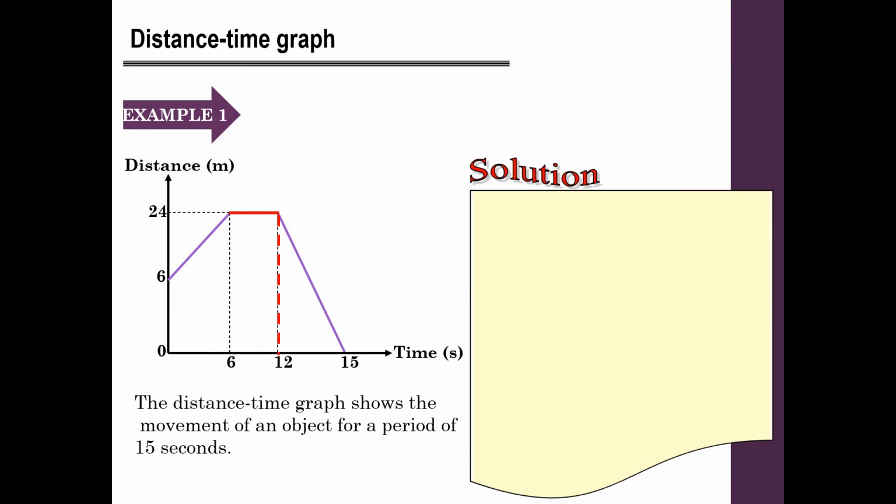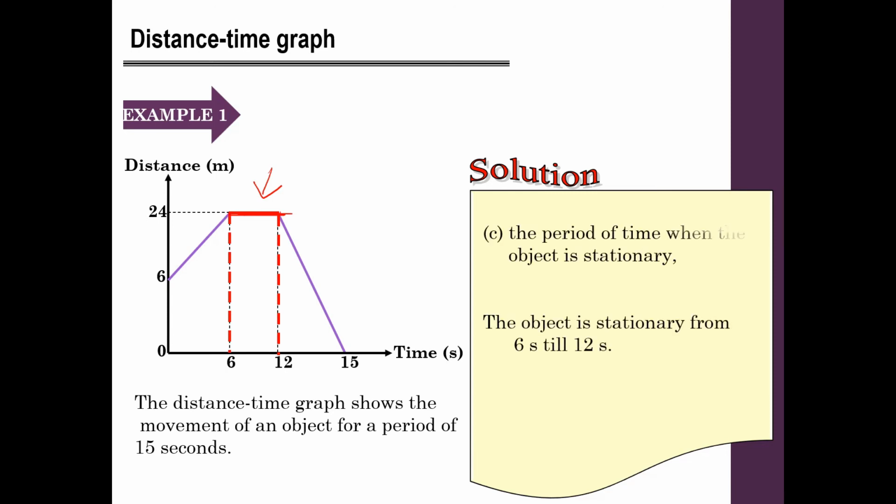Next one, question C. If you can recall, it asks you to find the time in which the object is stationary. Stationary means you have to look at the horizontal line in the graph, which is here. So just find the difference in time, which is 6 until 12 seconds. So the period of time when the object is stationary is from 6 to 12 seconds, and the answer is 6 seconds, as 12 minus 6 is equal to 6 seconds. Okay, alright.